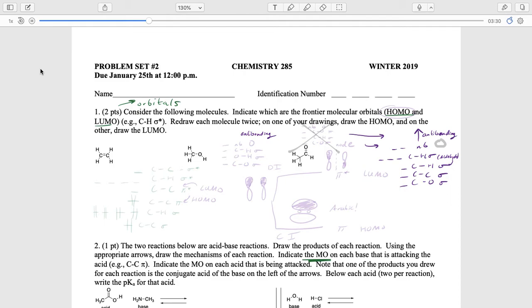Indicate which are the frontier molecular orbitals. Redraw each molecule twice. On one of your drawings, draw the HOMO, and on the other, draw the LUMO. So let's just draw the overall orbital diagram, I guess.